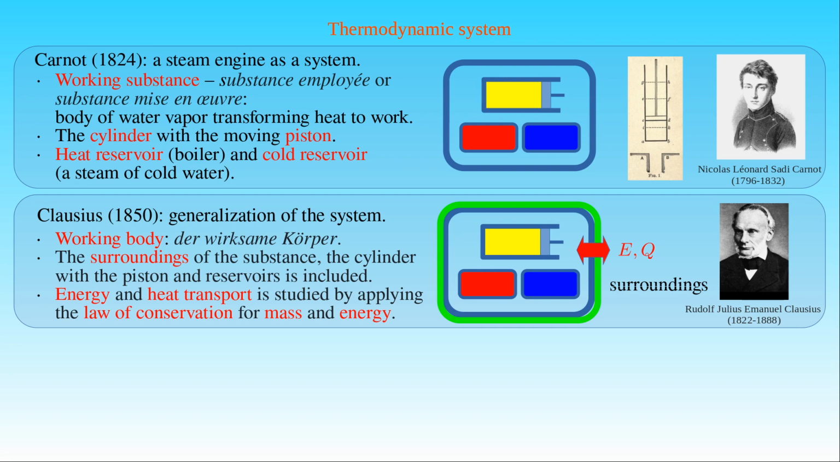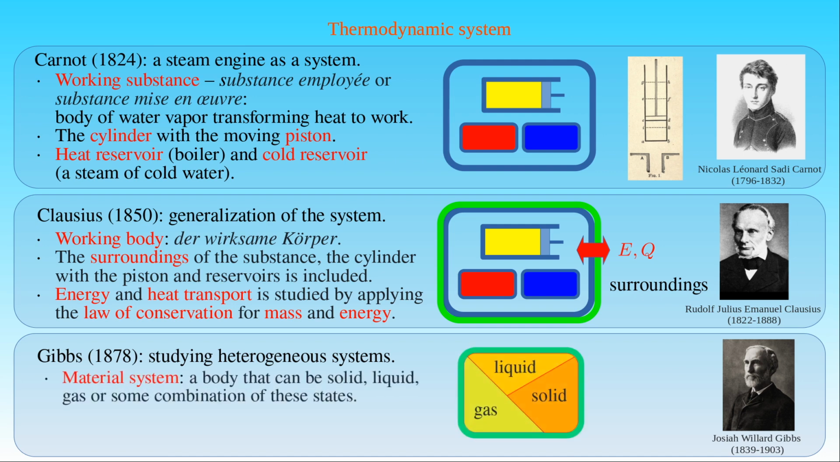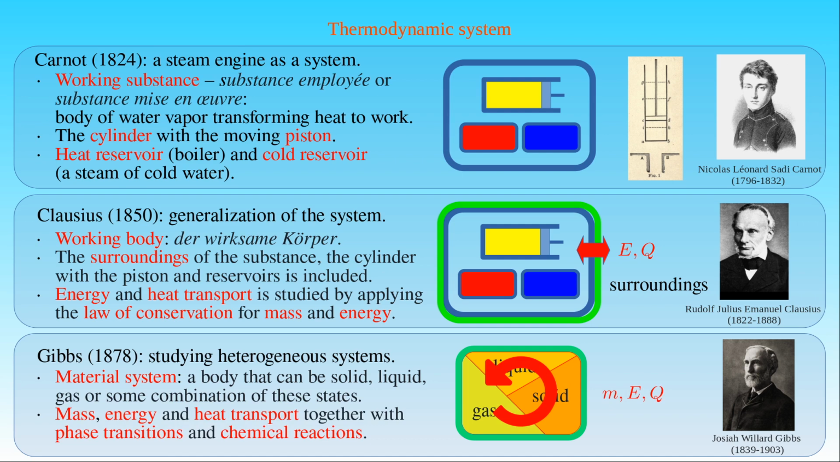In 1878, Josiah Willard Gibbs, an American scientist, analyzed heterogeneous systems formed by a body or collections of bodies that can be solid, liquid, gas, or some combination of these states. He called these systems material systems, and this concept could already be regarded as the generalization of any physical system, where the transport of mass, energy and heat was studied together with phase transitions and chemical reactions. Towards the end of the 19th century, the term thermodynamic system was already established, and nowadays we use this concept to describe and study any phenomenon related to heat and introduce the laws of thermodynamics.